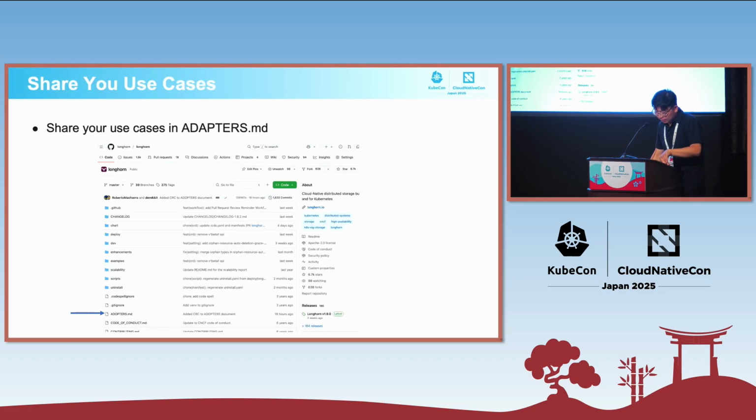Okay. And if you go to the Longhorn repo, you can find a new file, adopters. So if you are using Longhorn in your production environment, or in an experimental environment, you can share your use case with us, and add your use case in this file, adopters, to promote your companies.